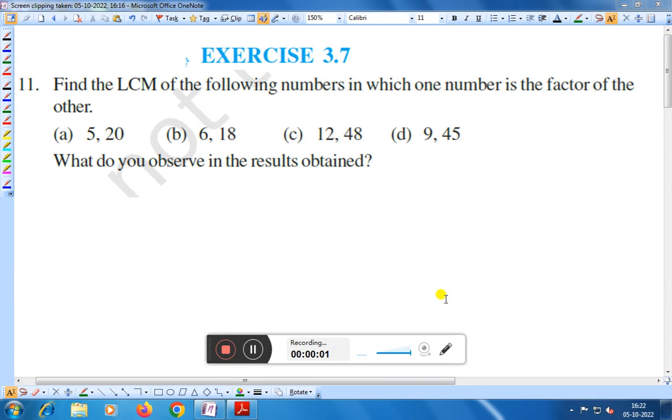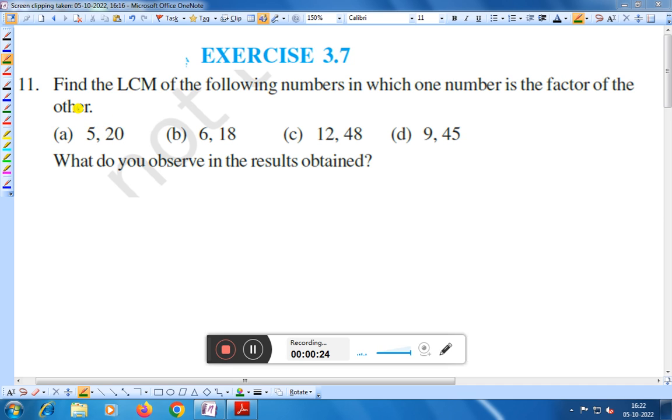Hello everyone. Today we shall discuss exercise 3.7 question number 11. Find the LCM of the following numbers in which one number is the factor of the other. Right? And question number A, B, C, D. What do you observe in the results obtained? Let us find what are the properties or results we will obtain at the end.